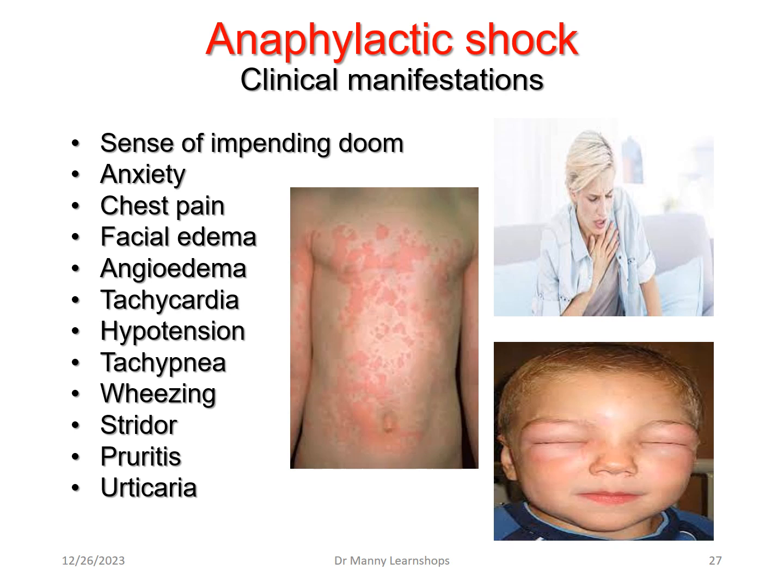What are the clinical manifestations? Well, again, similar to previous, but you're very, very anxious. You may get chest pain. You may get facial edema, edema everywhere, angioedema, reddening of your skin, tachycardia, hypotension, tachypnea, wheezing, stridor, itchy skin, a rash.